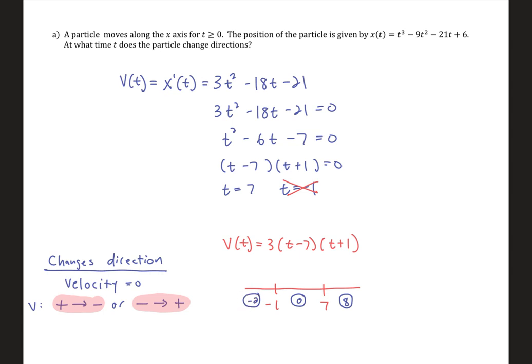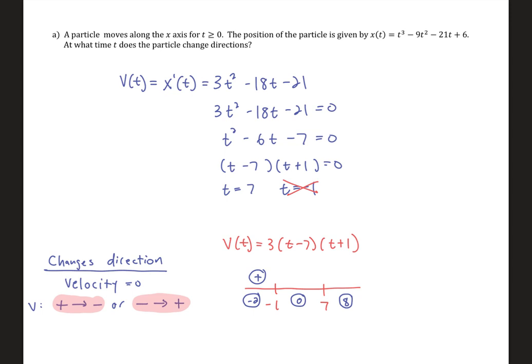So let's plug in -2. One thing, this 3 is positive, so we can kind of ignore it. Okay, we'll plug in -2. This factor becomes negative. This becomes negative. And so a negative times a negative is a positive. So that means when t is less than -1, this velocity function will be positive.